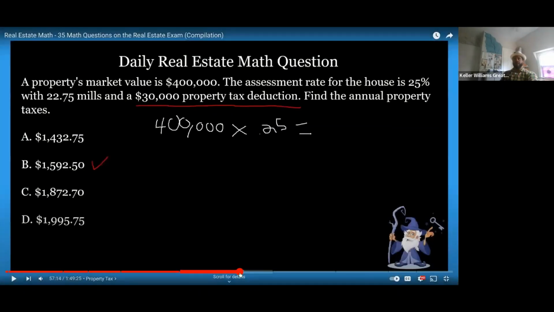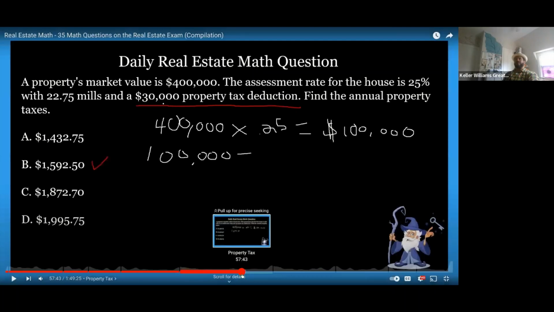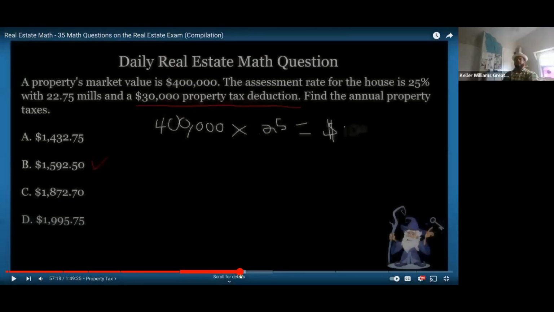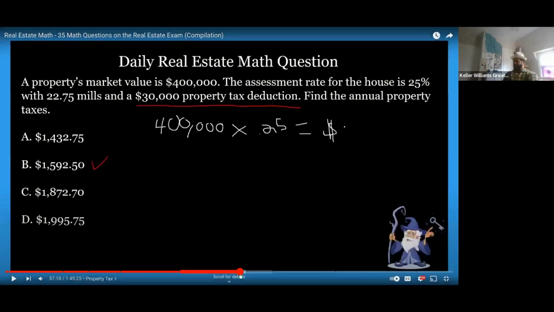All right, so we know that the first part is this. Now we have the $30,000 property tax deduction. So who can tell me where that comes out? Where do you take the deduction out? Do we take it off the 100,000 after we get that answer? Yep, you would take it off the 100,000 because that's the assessment.